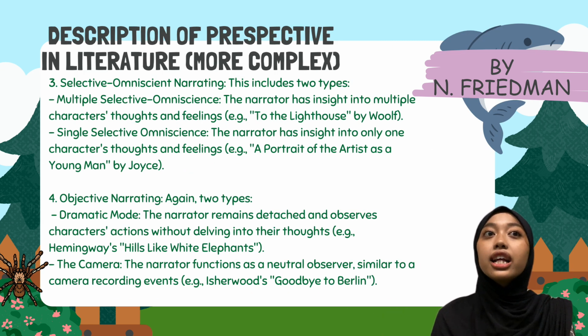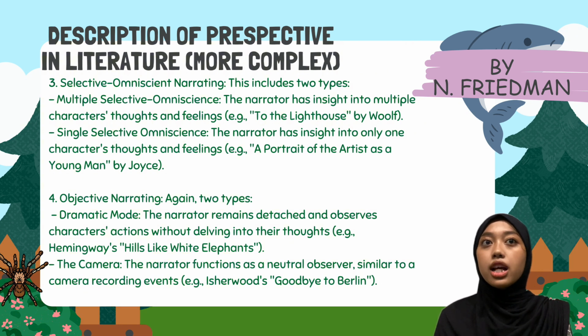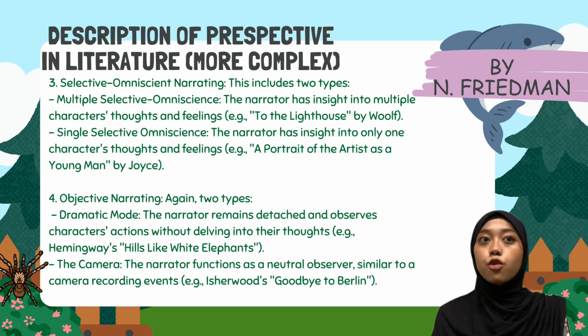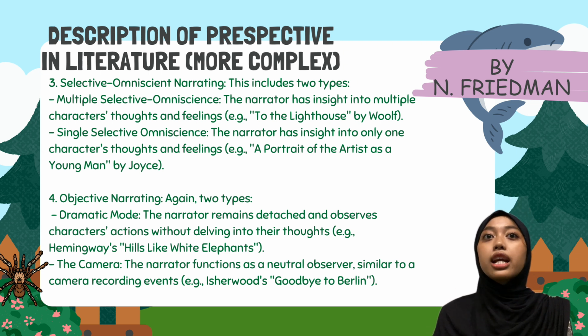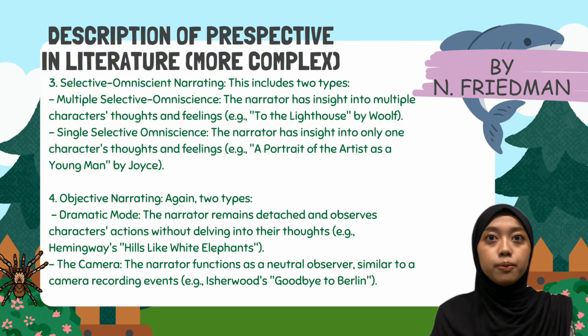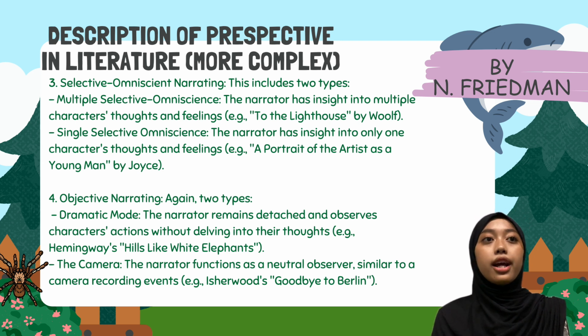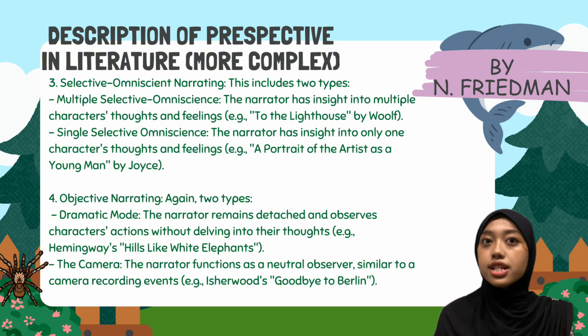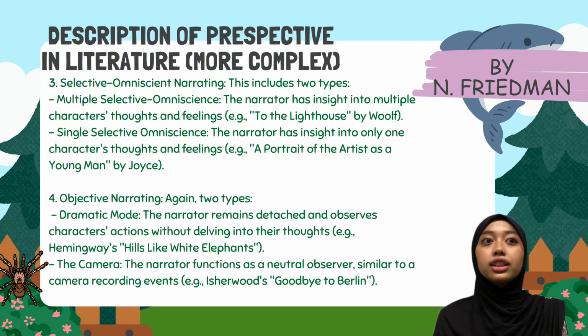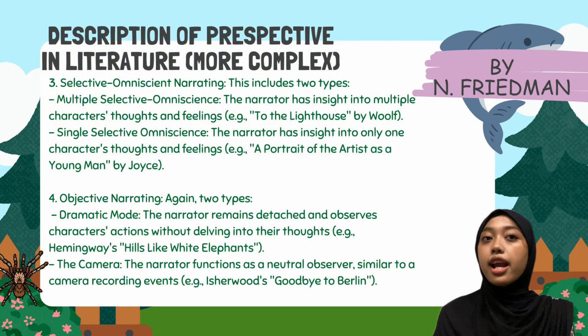And the third is selective omniscient narrative, which includes two types. The first is multiple selective omniscience. The narrator has insight into multiple characters' thoughts and feelings. Example, To the Lighthouse by Woolf. And number two, single selective omniscience. The narrator has insight into only one character's thoughts and feelings. Example, A Portrait of the Artist as a Young Man by Joyce.